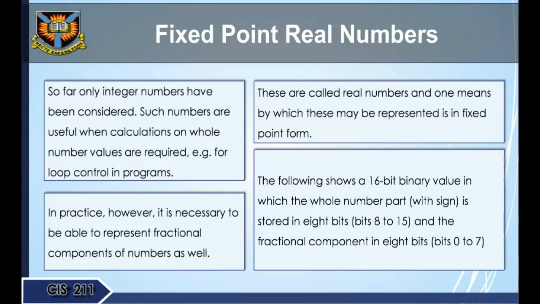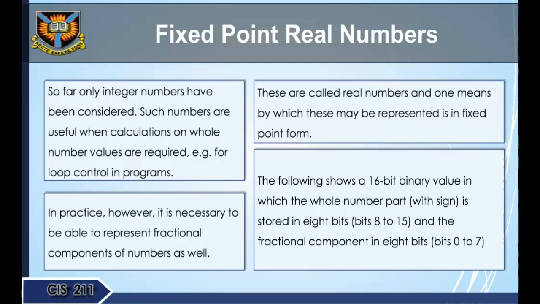Fixed point real numbers. So far, only integer numbers have been considered. Such numbers are useful when calculations on whole number values are required, e.g., for loop control in programs. In practice, however, it is necessary to be able to represent fractional components of numbers as well. These are called real numbers, and one means by which this may be represented is in fixed point form.